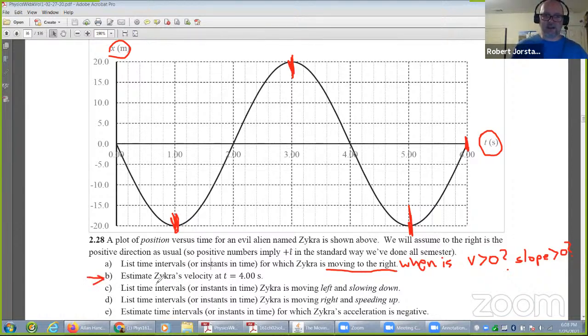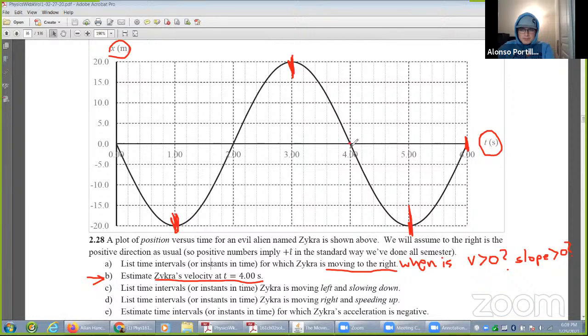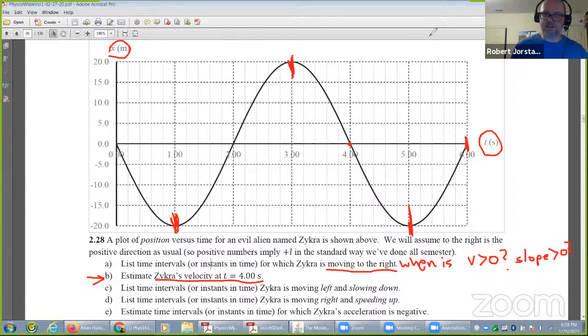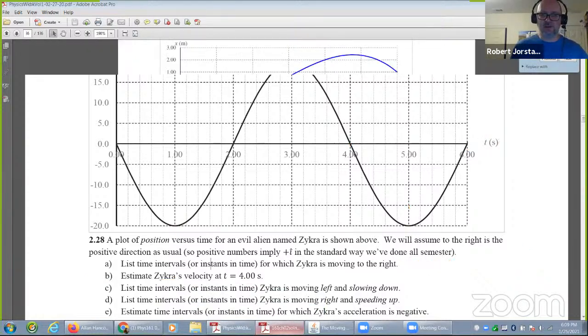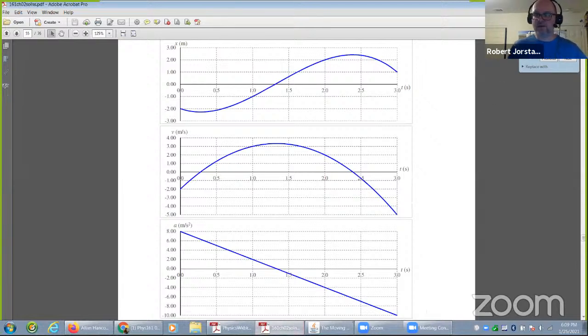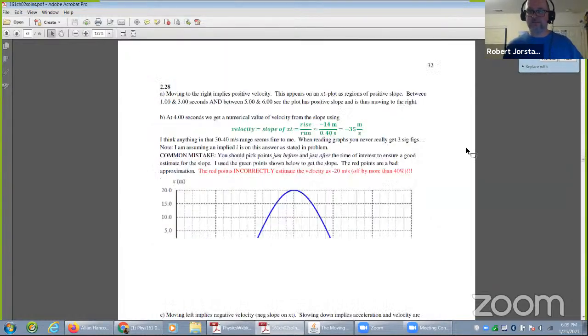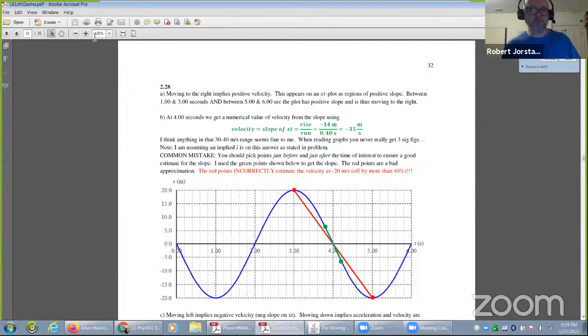All right. How about this part B? It says estimate Zykra's velocity at 4 seconds. How would we do that? The slope at 4 seconds. Do the slope at 4 seconds. Now, to save us some time, I'm going to show you something interesting here. I've got it up here, I think, 2.28. Remember, if you want to find a question here, you hit Control F for find, and then 2.28 should pop you right there.